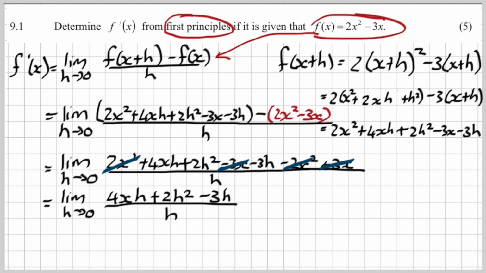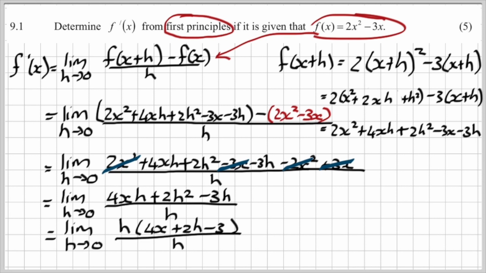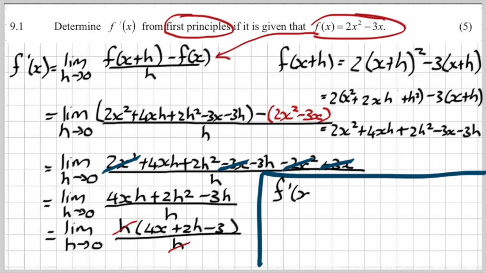I still can't make h 0. Remember, that is what the limit as h approaches 0 is all about. It is getting to a point where I can make h 0. So I'm going to first take out a common h. Yay! The h's cancel out. They divide away. Actually, I hate the word cancelling out. They divide away, leaving me with 4x plus 2h minus 3.